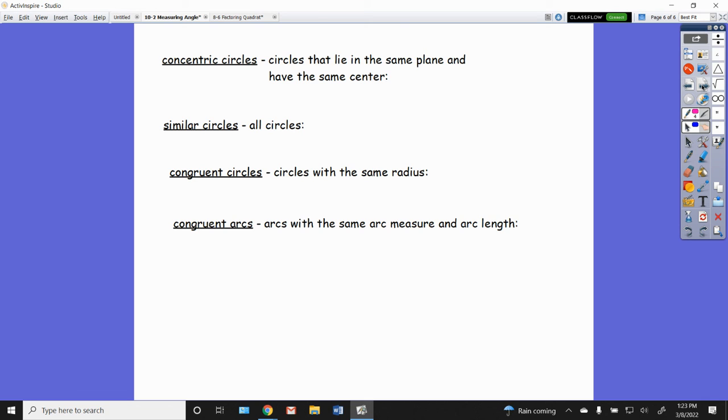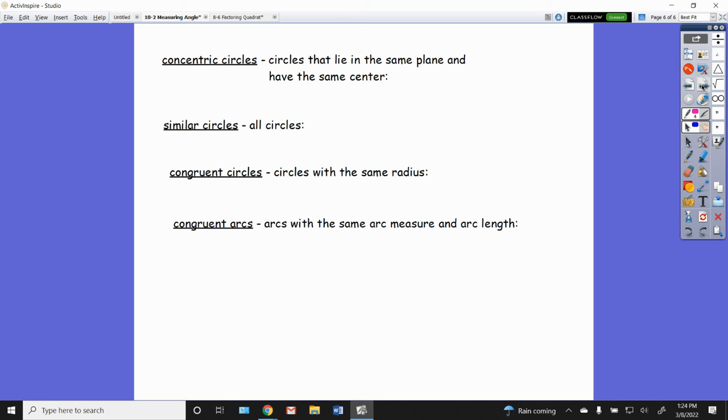Similar circles are all circles. Guys, all circles are similar. Can you explain the one within the other? Like a dartboard, they all go to that same bullseye. They're all the same distance from that bullseye. One within the other, with the same center. Yep.